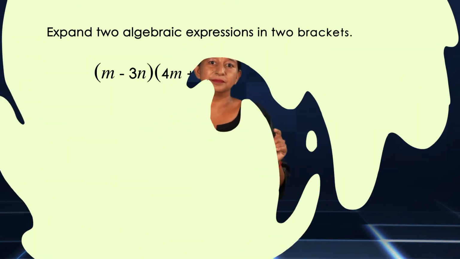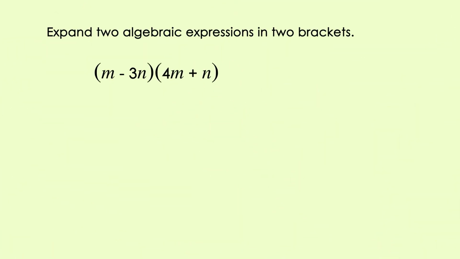Now, let us try expanding two algebraic expressions involving two brackets. Every term in the first bracket must be multiplied with every term in the second bracket. Let me show you an example. Look at this question. Follow the arrow as indicated. You will be guided at each step. Read the question first before trying.